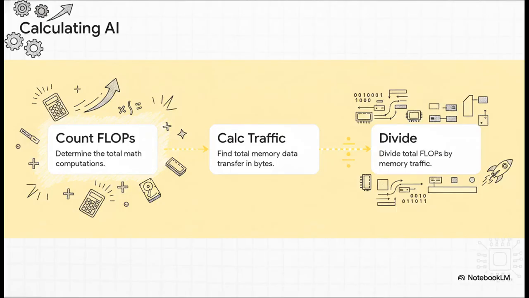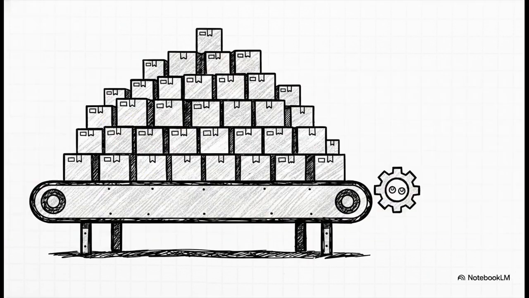Let's actually walk through a real example to see how this builds. We'll calculate the arithmetic intensity for an array multiplication function sequentially. It's just 3 steps. Count the flops, calculate the memory traffic in bytes, and divide. Let's do the math. Okay, imagine a loop multiplying an array by a constant and adding it to another array.